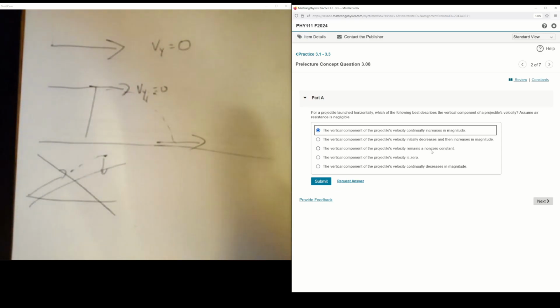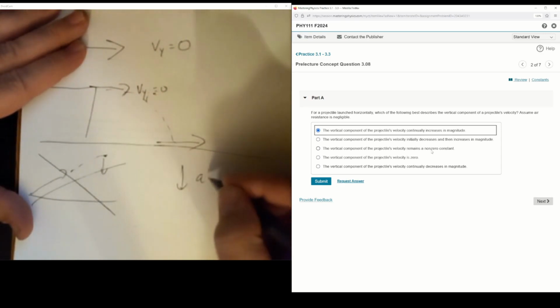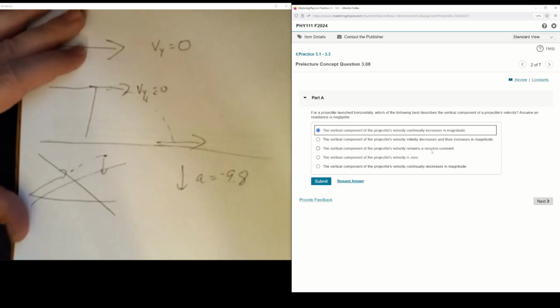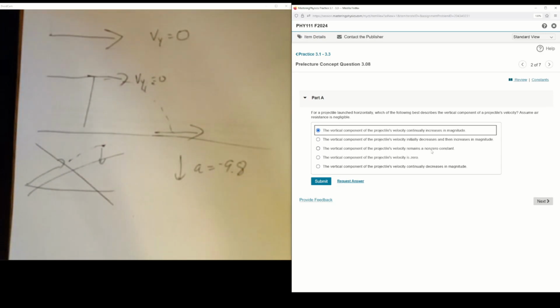So how do we know the third one is wrong? Because we know there's an acceleration due to gravity, and that acceleration is going to change the velocity, which means it will not remain constant. The vertical component is always zero.